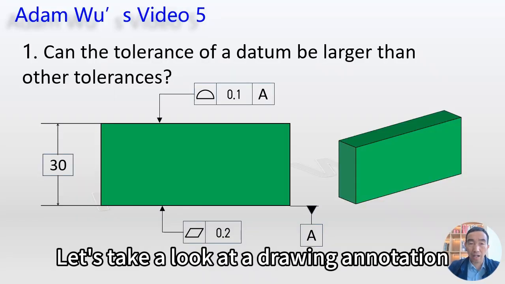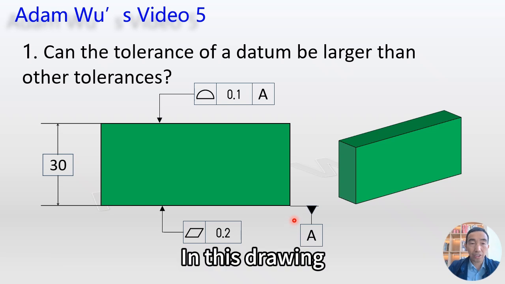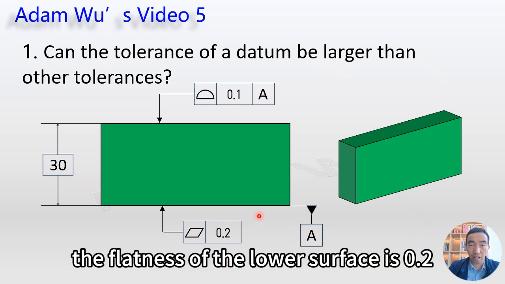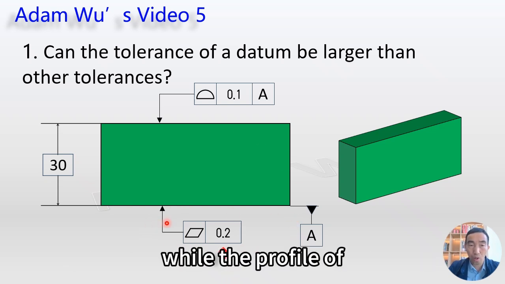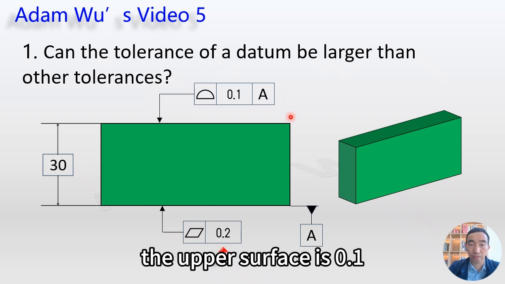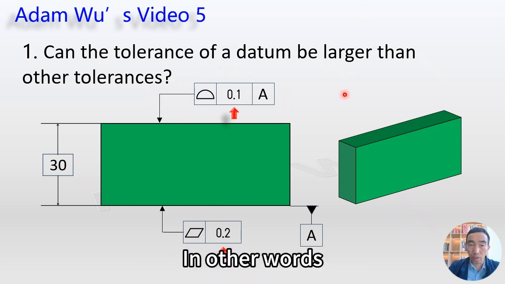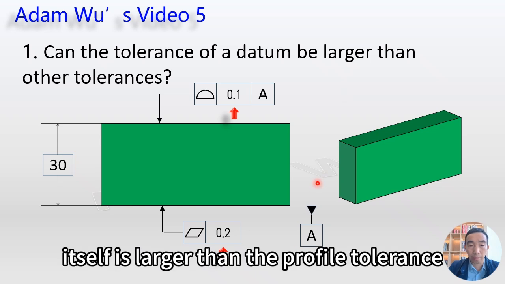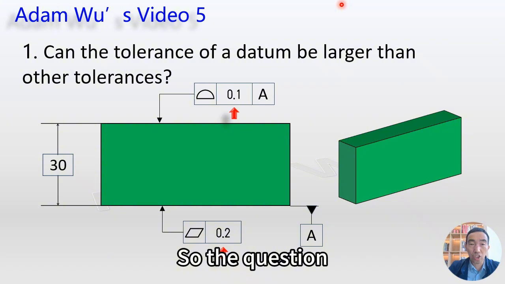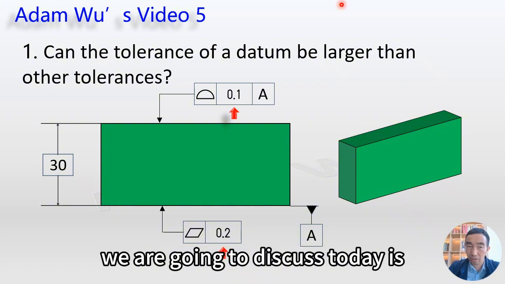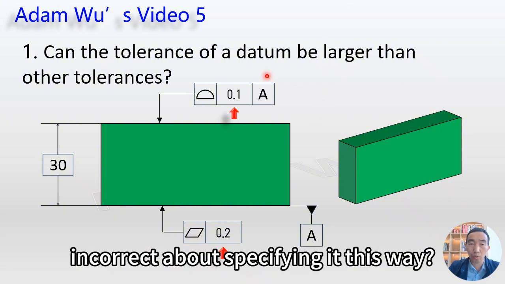Let's take a look at the drawing annotation. In this drawing, the flatness of the lower surface is 0.2, while the profile of the upper surface is 0.1. In other words, the tolerance of the datum itself is larger than the profile tolerance. So the question we are going to discuss today is: is there anything incorrect about specifying it this way?